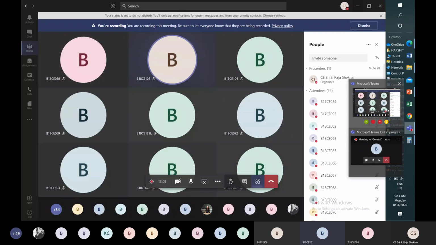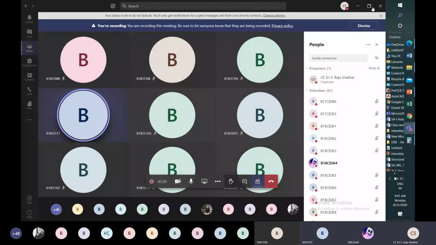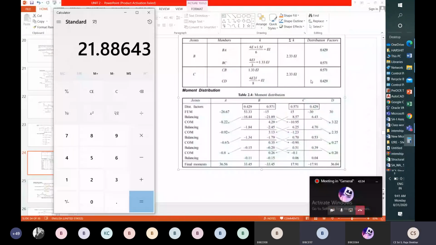సార్ 8.57 ఎట్లా వచ్చింది సార్? అక్కడ ఒక్క నిమిషం. 8.57 ఎక్కడన్నా ఇదా? This one? Yes sir. Yeah, okay. So here there is a support C.